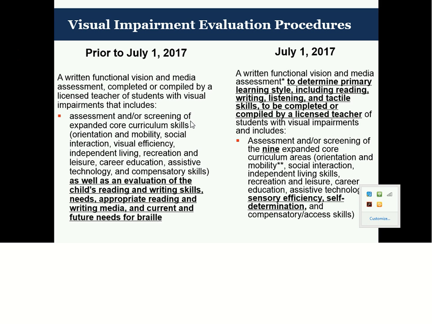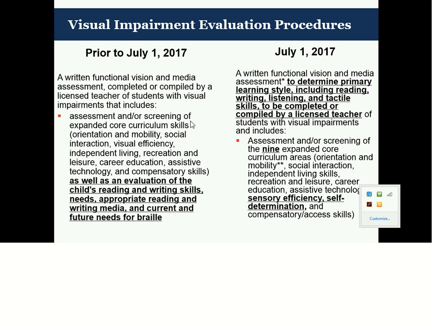So our previous expanded core curriculum only had 7 areas listed. Well, there are actually 9 expanded core curriculum areas, and so we wanted to make sure that the 2 that were missing from our previous list of expanded core areas. And those 2 areas are sensory efficiency and self-determination.